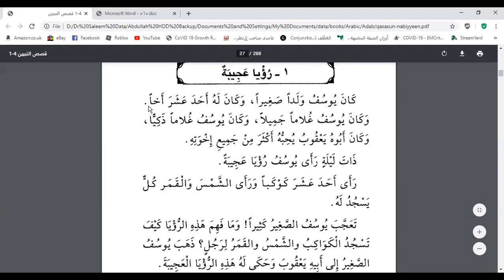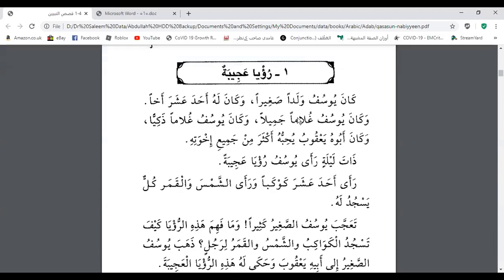And for him was 1 and 10 brothers, means 11 brothers. And Yusuf alayhi salam was a beautiful boy. Ghulam means boy actually, young man, pre-pubertal man, boy.